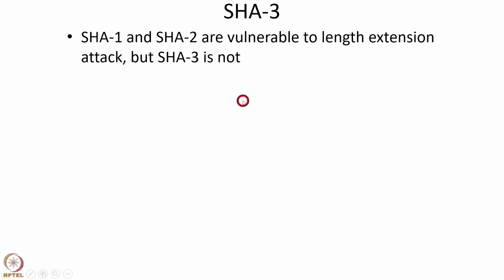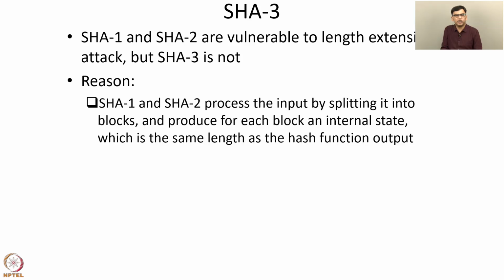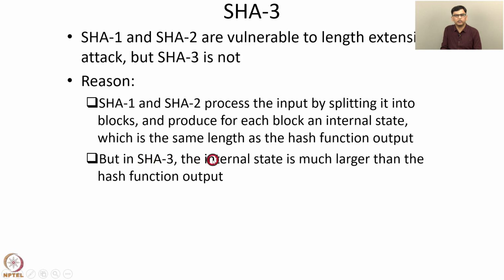Now SHA-1 and SHA-2 are cryptographic hash functions which are vulnerable to the length extension attack, but a newer scheme, SHA-3, is not vulnerable to the length extension attack. The reason is that SHA-1 and SHA-2 process the input by splitting it into blocks or chunks and producing for each block an internal state which is the same length as the hash function output. That is 160 bits in the case of SHA-1, for example. But in contrast, in SHA-3, the internal state is much larger than the hash function output. So from the hash function output, the intruder is not able to recover the internal state, and hence there is not enough information to extend the length of the message.